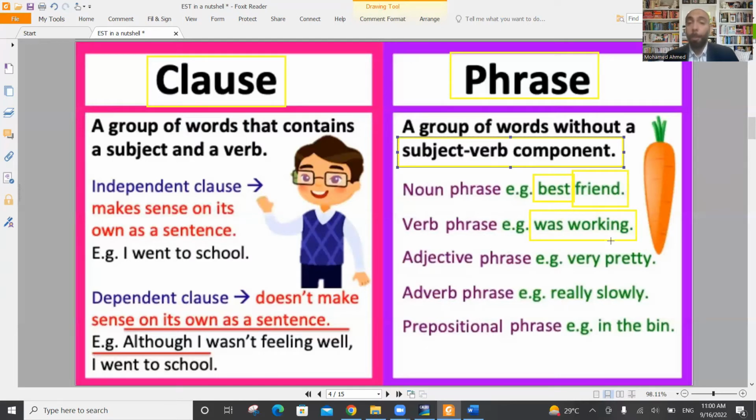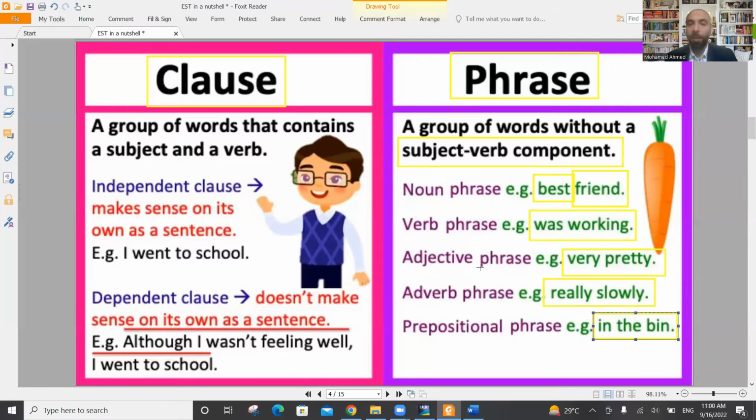Let's go on. We have another example of a phrase, very, very pretty. Very pretty is another example. As you can see, these two words don't have a subject and its verb. Another example, really slowly. Another example, in the bin. So, Mr., you said that more than one word is a phrase.